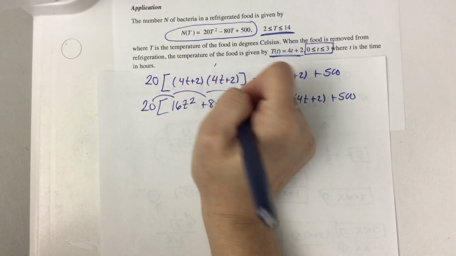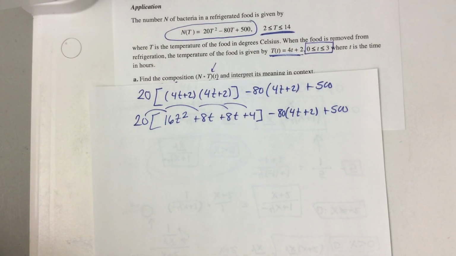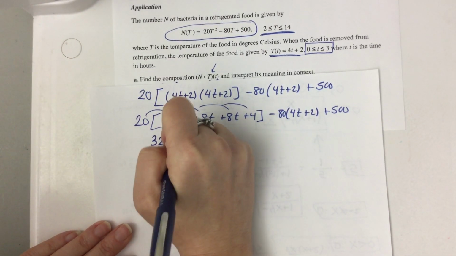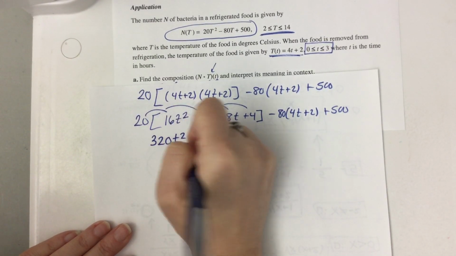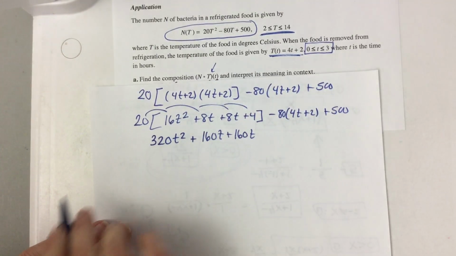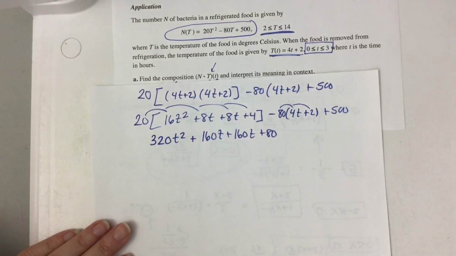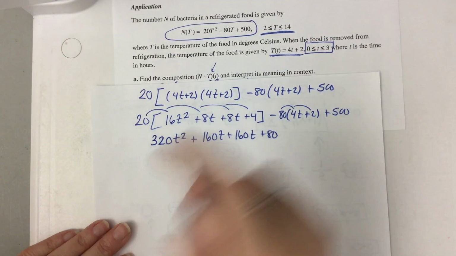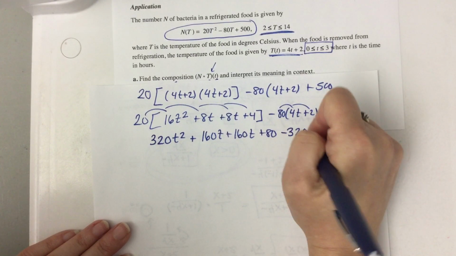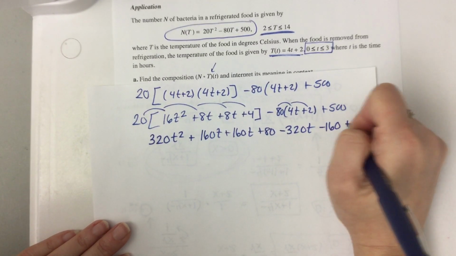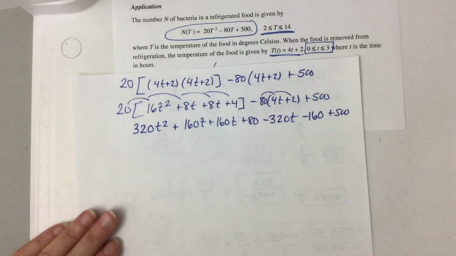So I need to go ahead and distribute the 20 in here. If I take 20 times 16, I get 320. So 320t squared plus 20 times 8 is 160t. 20 times 4 is 80. Now I go ahead and distribute negative 80. Negative 80 times 4 is negative 320t. Negative 80 times 2 is negative 160. And don't forget we have that plus 500 at the end.